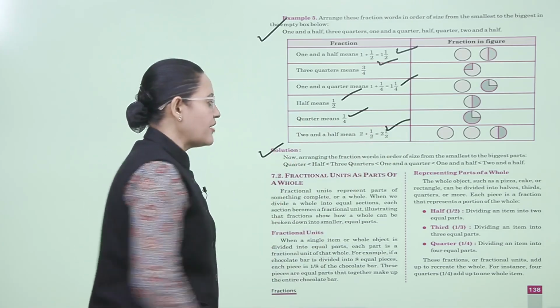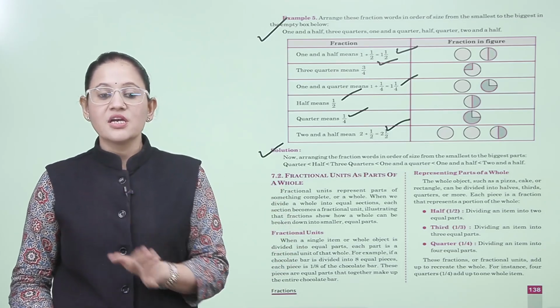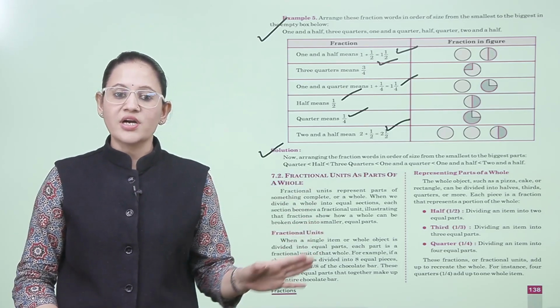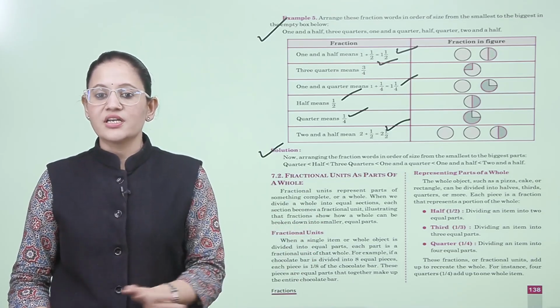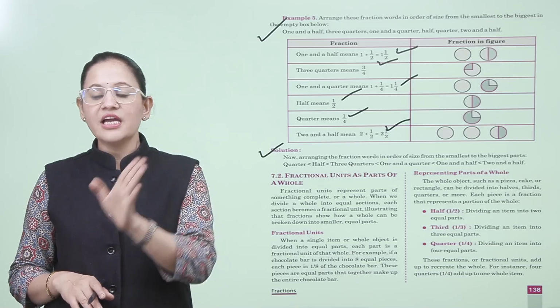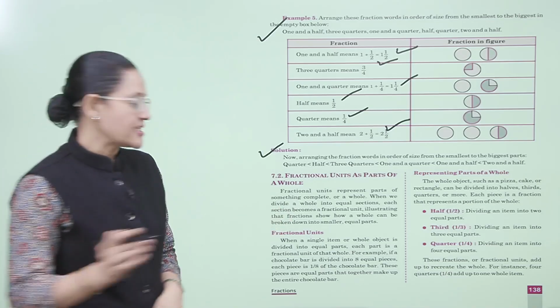Now we have to arrange the fraction words in order of size from smallest to biggest. So the smallest is quarter, then half, then 3/4, then 1 and a quarter, 1 and a half, then 2 and a half. Clear? That will be the order.